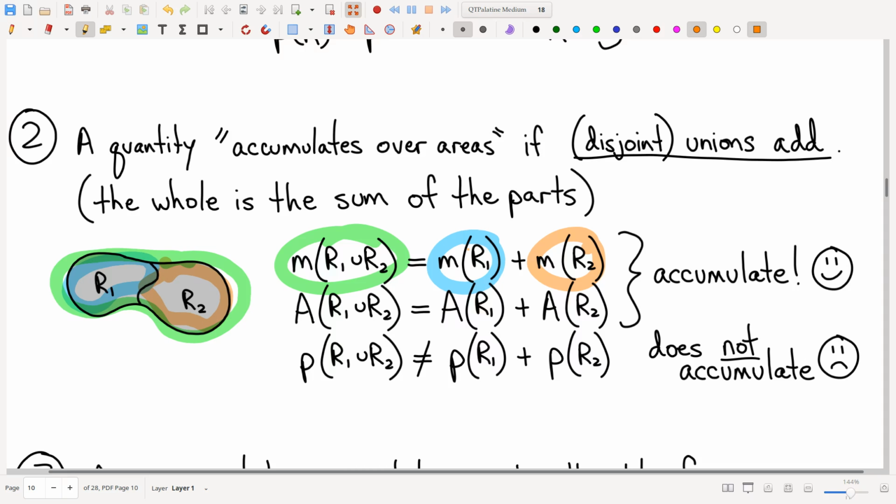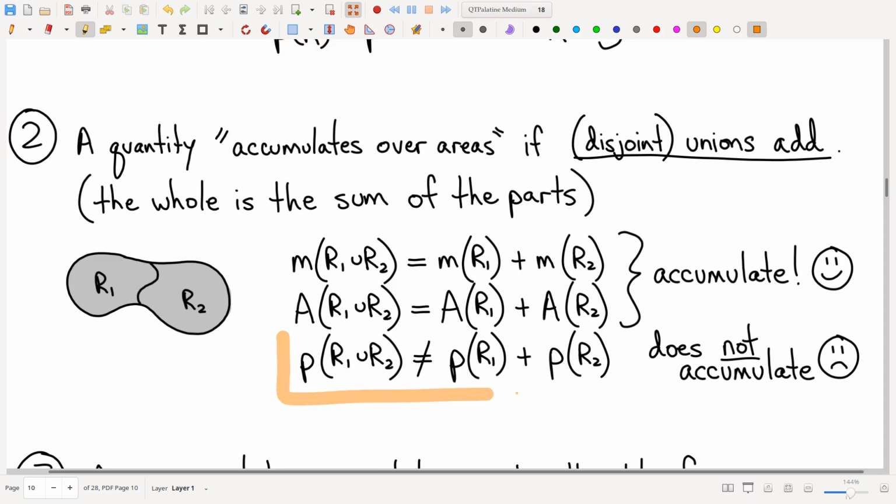Every integral we've ever computed has been in relation to a quantity that has this feature. And it seems like a silly thing to observe because, isn't that obvious? Isn't the whole always this? What else would it be? Isn't that what whole means? When would the whole not be the sum of the parts? Okay, here's a pretty good counterexample.